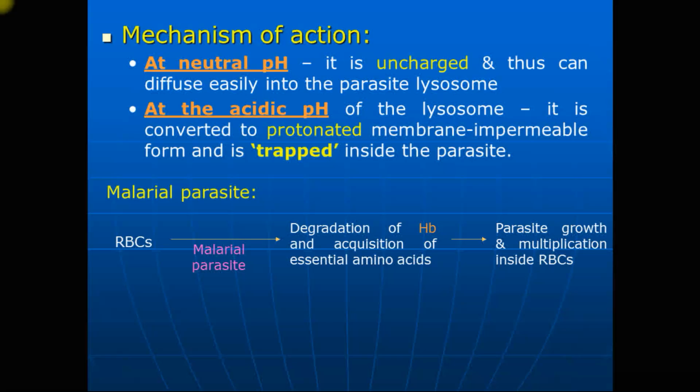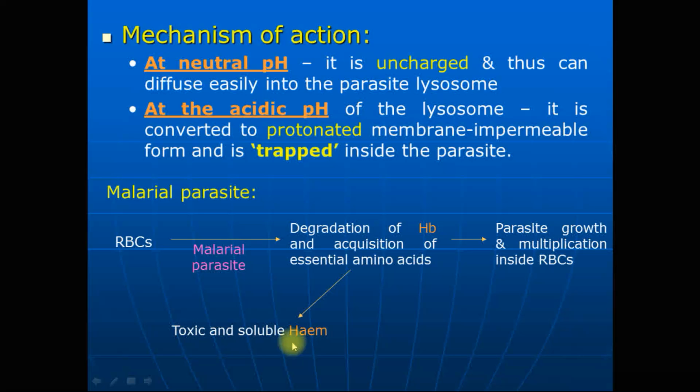Through the degradation of hemoglobin, two things will be produced. One is globin, second is heme. The globin part is used for acquisition of the essential amino acids, and that's how this parasite will grow and multiply inside the RBCs. Now, just like we discussed in the earlier lecture, globin is an important structure, but heme is a toxic substance for the Plasmodium species. So there is generation of heme that is toxic and soluble.